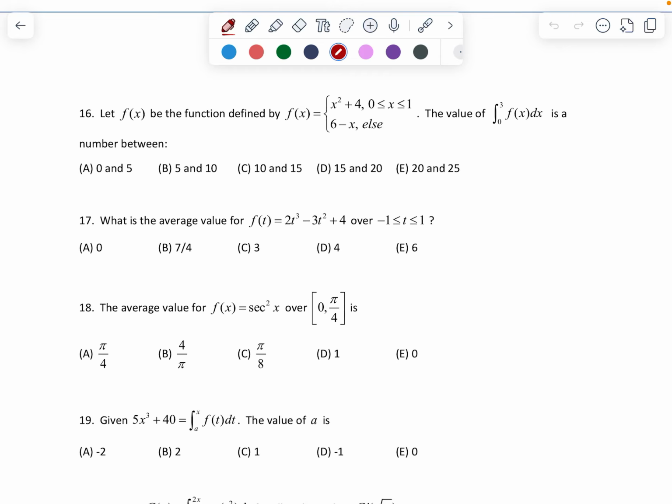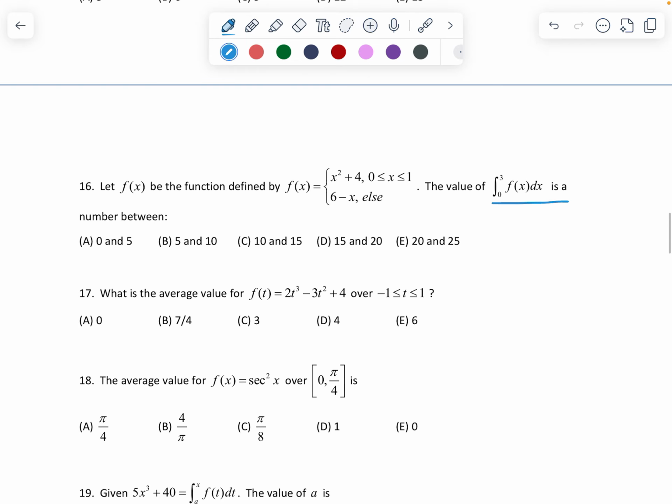All right, you guys, so here's page 4 of the integrals review. So for number 16, you have this piecewise function, and they want to know what is the value of the integral from 0 to 3 of f of x dx. So if you notice here, the integral only goes from 0 to 1 for x squared plus 4.